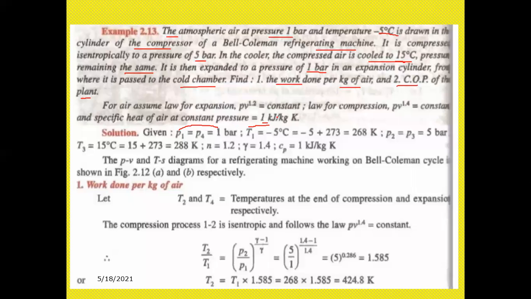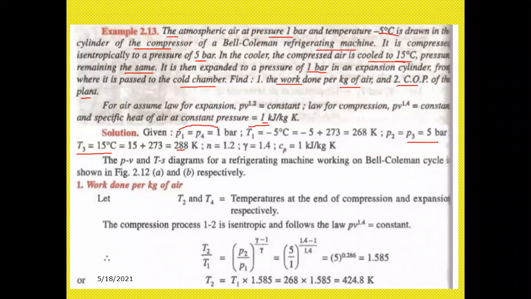Next, it is compressed isentropically to the pressure of 5 bar. Therefore, P2 is equal to 5 bar, P3 is equal to 5 bar. Therefore, in the cooler, the compressed air is cooled to 15 degrees. What is the temperature at T3? T3 is 15 degrees. 15 plus 273 is 288 K.